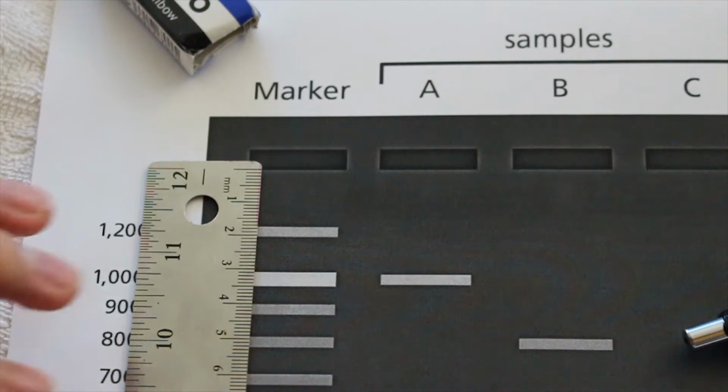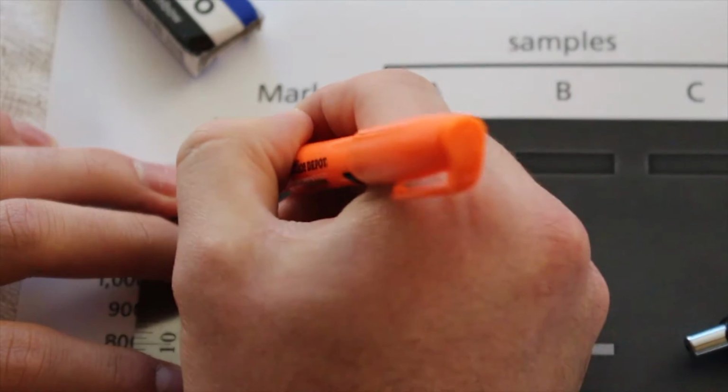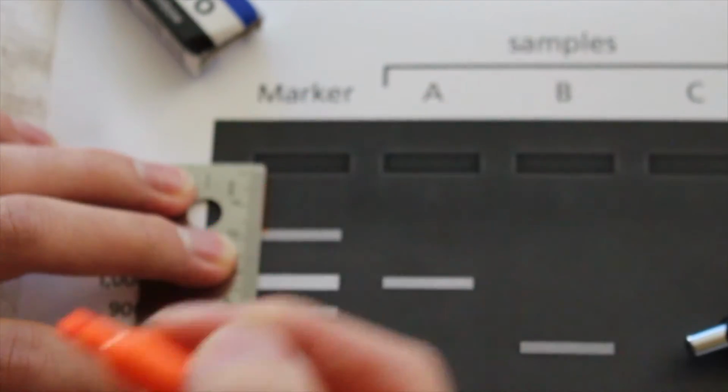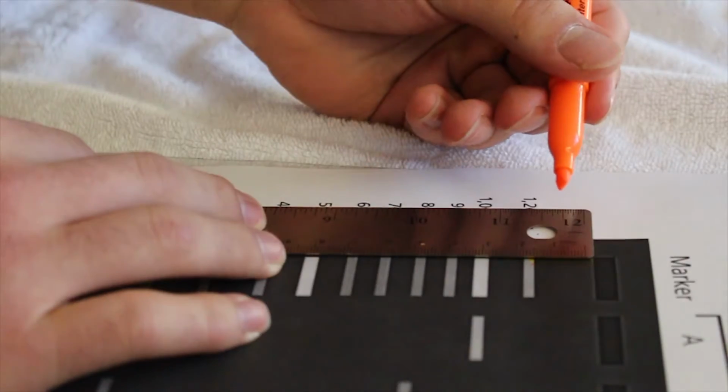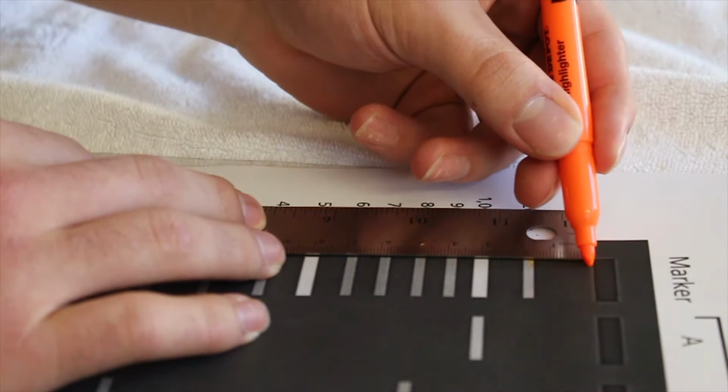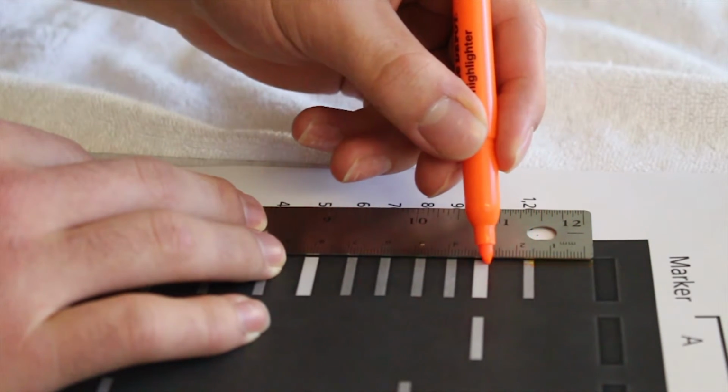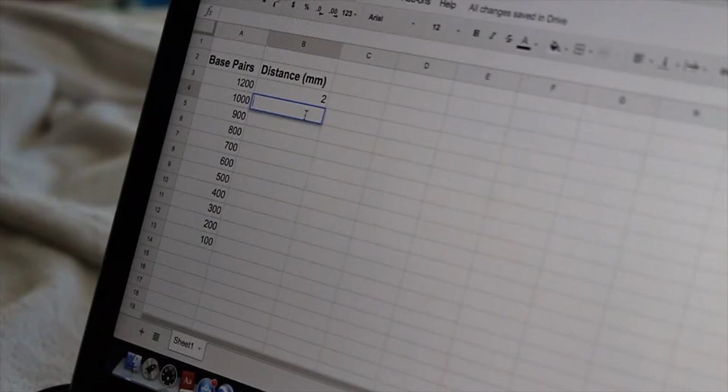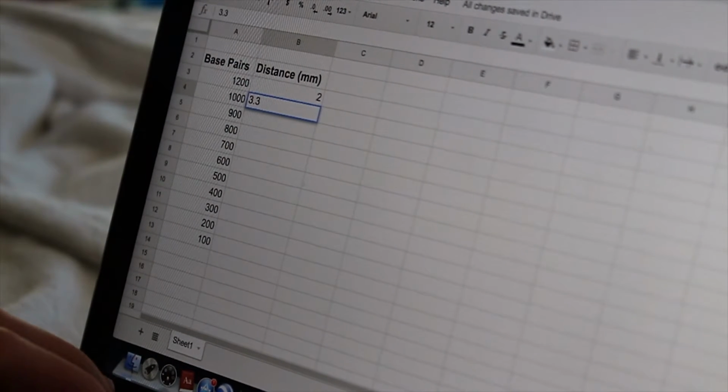The second step is to measure the distance from the bottom of the loading well to the center of your next DNA band in millimeters. Here's another artful shot of Sean measuring to the middle of the DNA band. Record your results in a spreadsheet.